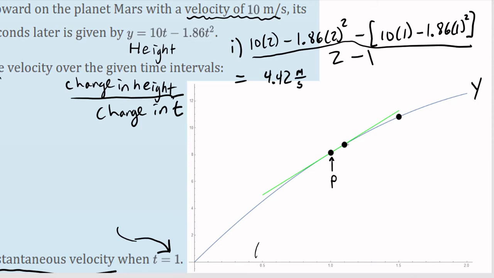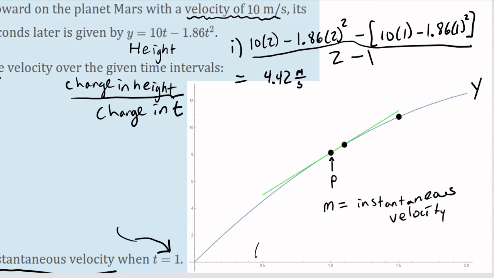So we want to try to get the slope of this tangent line, because the slope of this tangent line is our instantaneous velocity. Let me say that again. The slope of the tangent line is going to be the instantaneous velocity. Okay, let me fill this in. So that's it. The slope of that line is the instantaneous velocity.